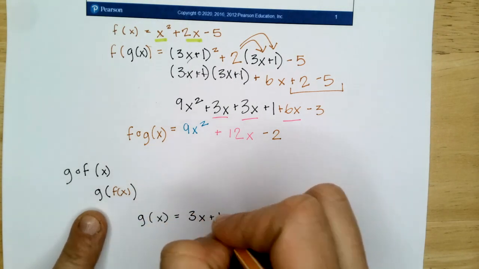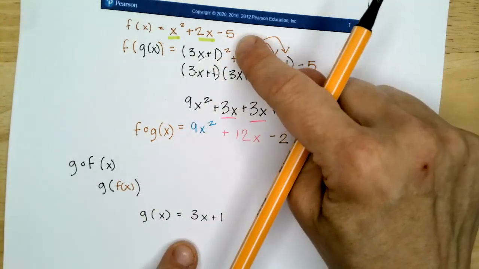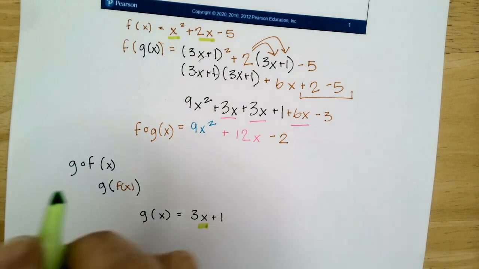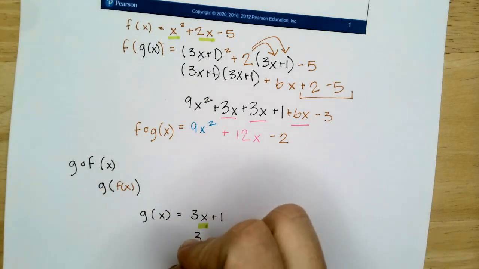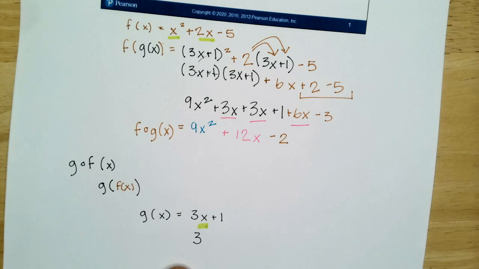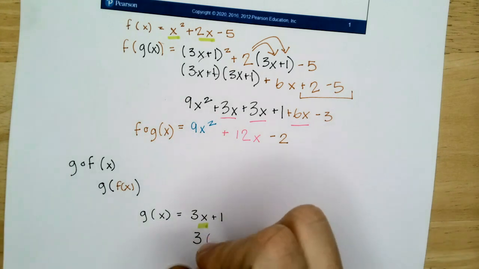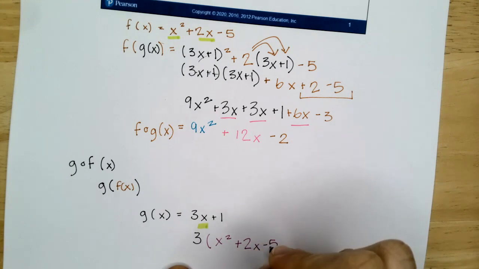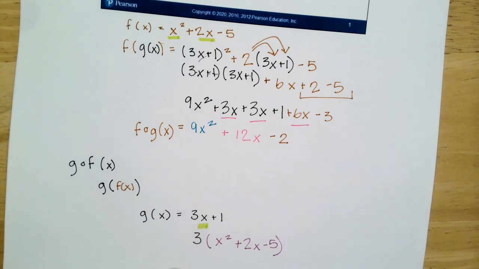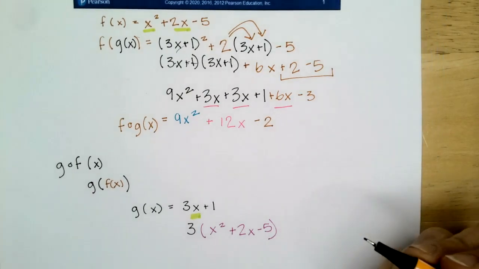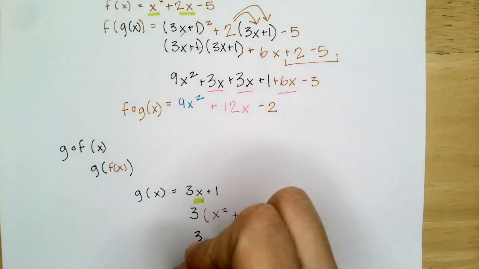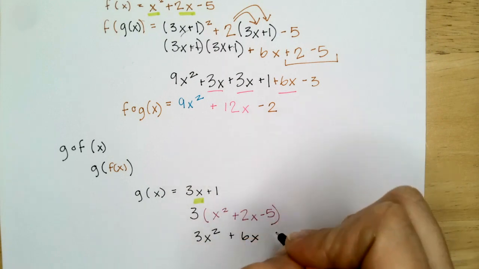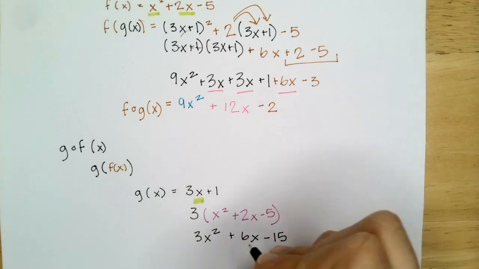(3x plus 1). And for that variable, substitute in f of x. So we're going to have 3, but now times x squared plus 2x minus 5. And we're just going to distribute the 3. 3 times x squared is 3x squared. 3 times 2 is 6x. And then 3 times a negative 5 is a negative 15.